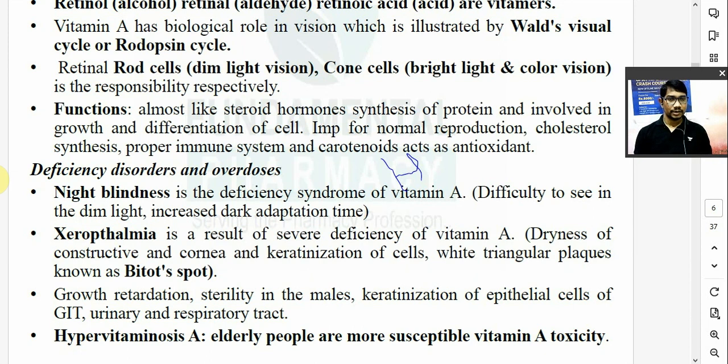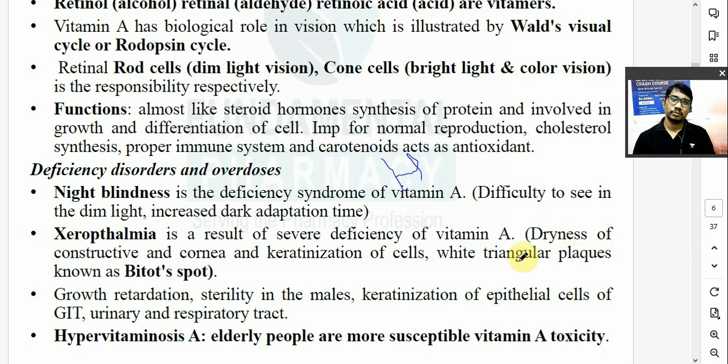So overdose or toxicity occurs only with the lipid soluble vitamins. Remember, water soluble vitamins are easily excreted. So the most important deficiency is night blindness. Okay, so deficiency of vitamin A, retinol, causes night blindness.